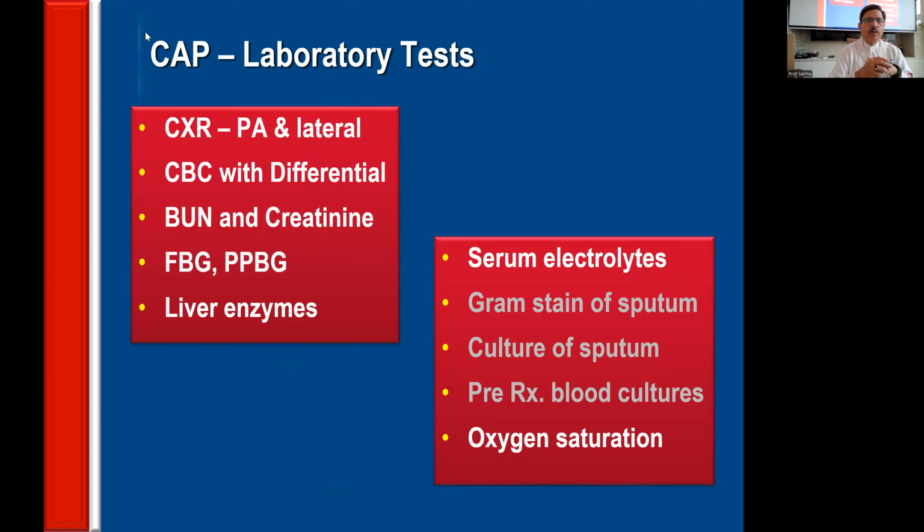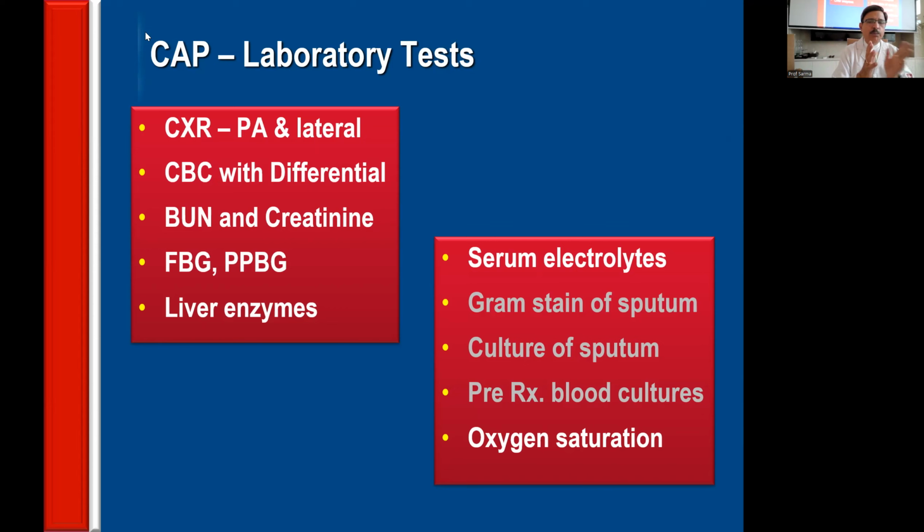Now, what are the tests that you need to ask? Admitted, all right, then immediately some investigation. Already you would have taken an X-ray, preferably take a lateral view also. To know which segment of the lung is affected, a lateral view will be used. PA and lateral view, CBC with differential count, BUN and creatinine, sugar values, liver, the basic minimum. And of course, serum electrolytes, because hyponatremia itself is a known risk factor, and oxygen saturation.